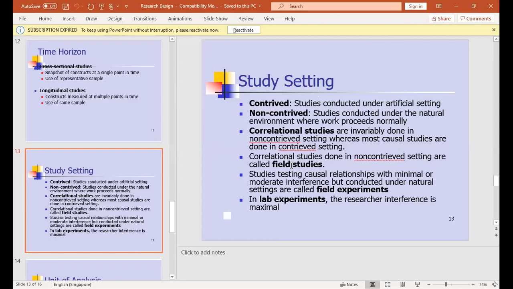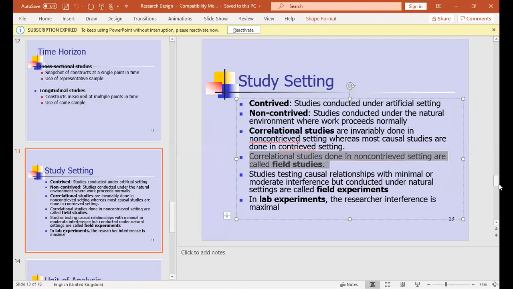So you have the field studies, which are correlational studies conducted under non-contrived settings. What do you mean by field experiments is where you have some kind of a mild interference, just like the buy one get one free testing offer. Lab experiments is where you conduct the research under strict control. So that's how you can describe research based on the study settings, right? So you know that your research is going to be conducted under non-contrived settings, and they are correlational studies which fall under this field studies category, okay?